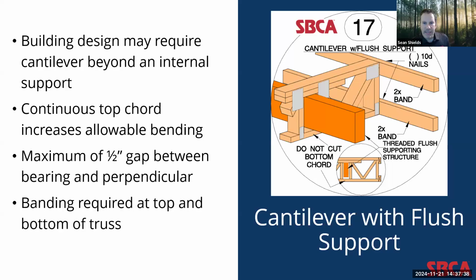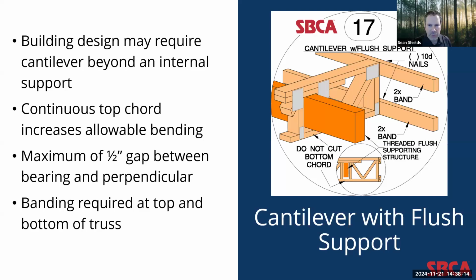In detail 17, again, this underscores the versatility of floor trusses. For some situations, the building design may require a cantilever beyond an internal support, in this case, a pocket beam. The continuous top chord allows for an increase in bending at the support beam. And consistent with some of the past details that we've gone over, the top chord bearing truss has a maximum allowable gap of a 1/2 inch between the support structure and the perpendicular webs on either support of it.